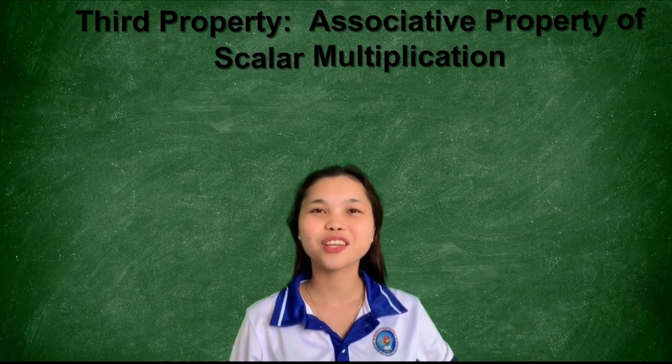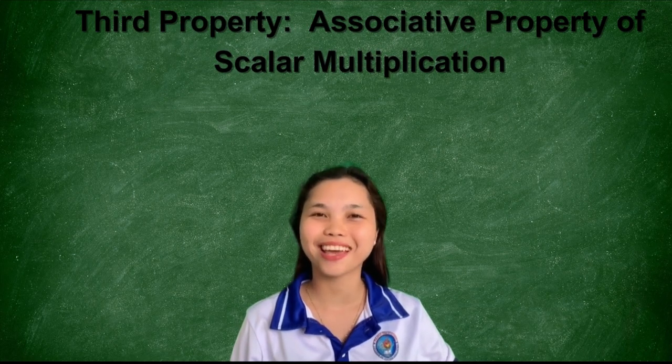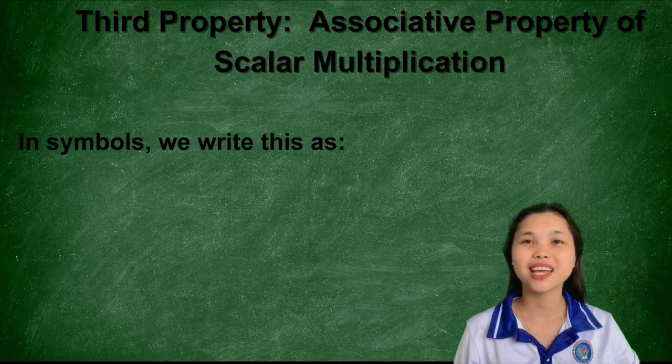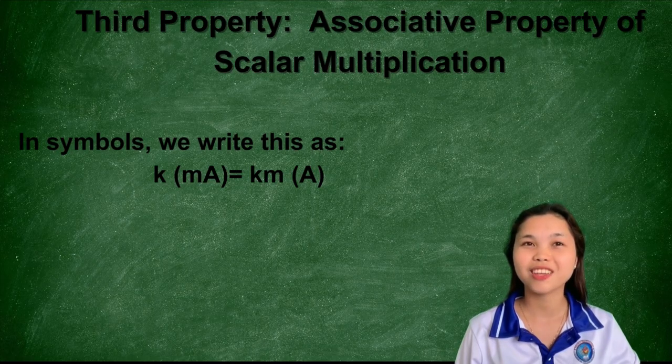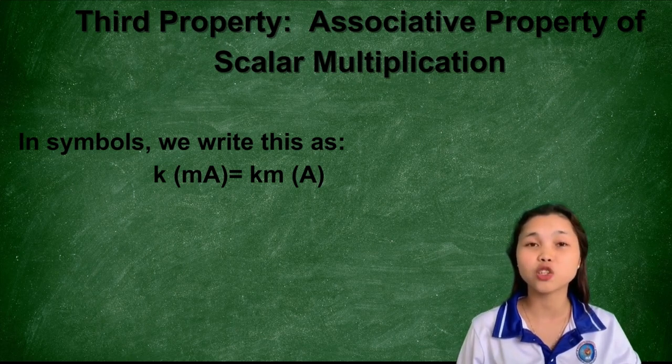Moving on to the next, we have the associative property of scalar multiplication. In symbols, it is k times the quantity of m times A is equal to k times m times the quantity of A. This one is about grouping, just like in algebra. This property tells us that how we group the scalars when multiplying a matrix doesn't change the result. So whether we multiply the matrix by one scalar first, or multiply the scalars together first and then apply them to the matrix, either way, we'll end up with the same result.